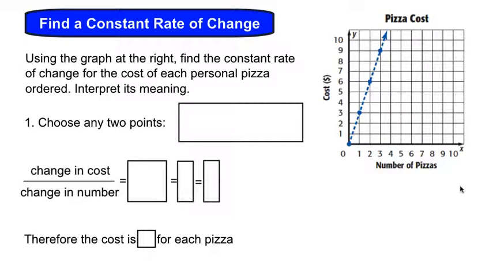In this example, we have the cost of pizza versus the number of pizzas. Using the graph, we're going to find the constant rate of change for the cost of each personal pizza ordered, and we will interpret the meaning.